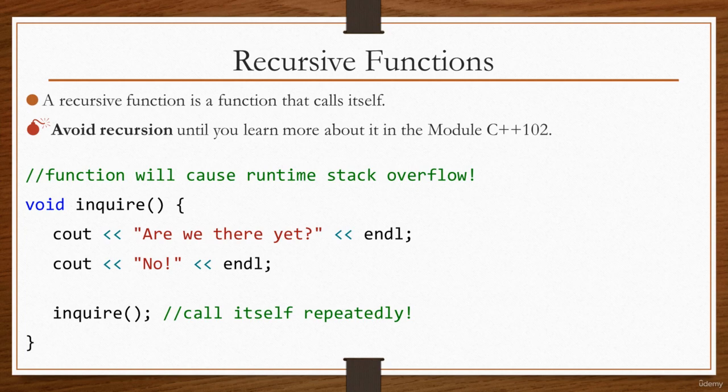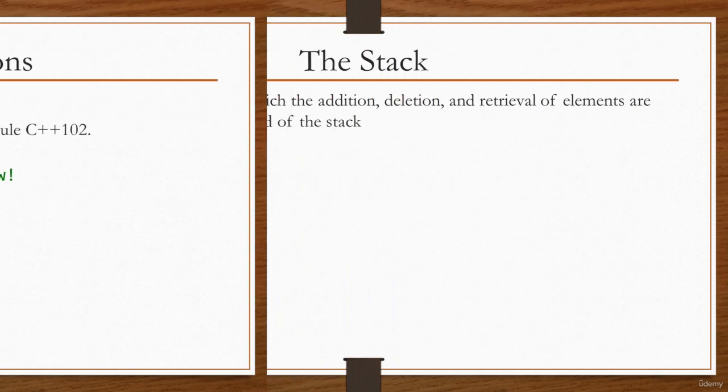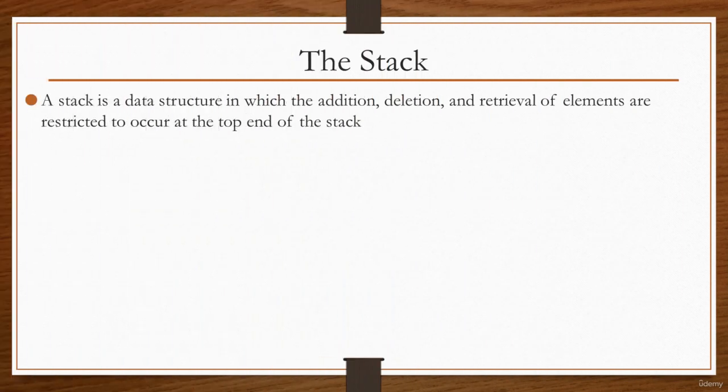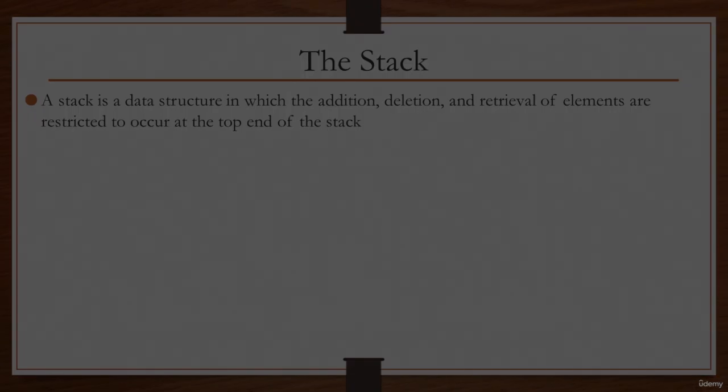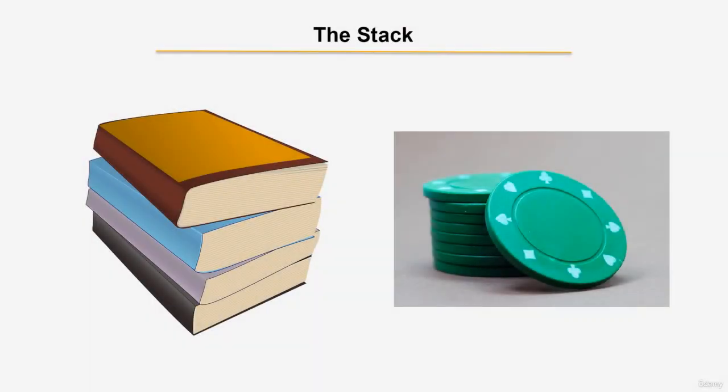To explain to you what the problem with this is, and what the stack is, I have to show you a few examples. A stack is a data structure in which the addition, deletion, and retrieval of elements are restricted to occur at the top of the stack. It's like a stack of coins or a stack of books, but we are only allowed to add, retrieve, or remove elements at the top end of the stack. So in other words, if you have a stack of coins, you're only allowed to add, remove, or basically view the top coin of the stack.